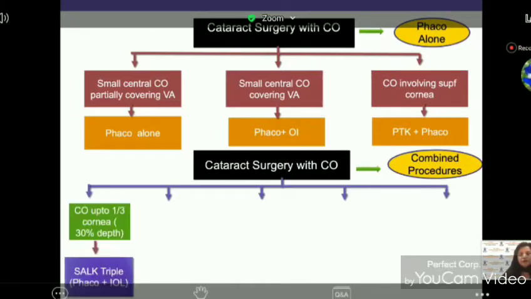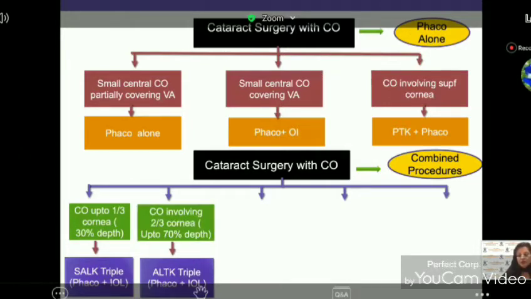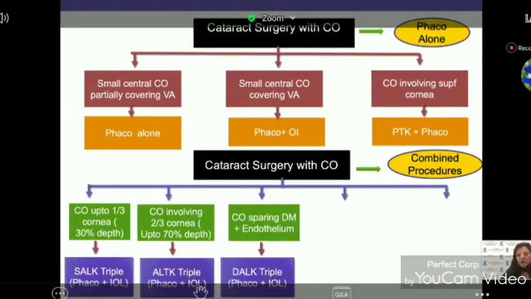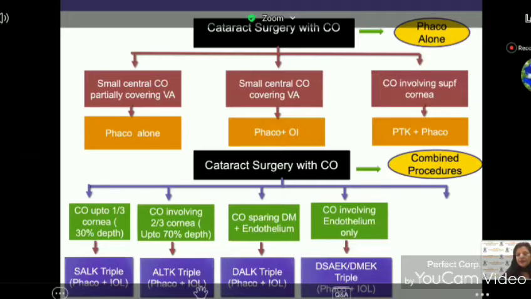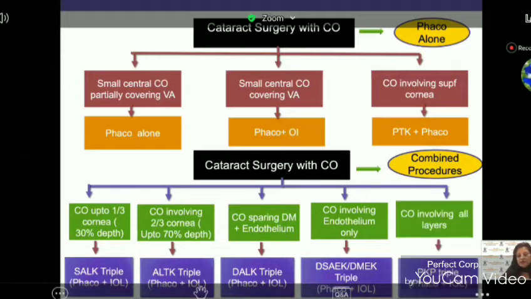However, if more depth of the cornea is involved, then you may have to do a SALK triple, that is superficial anterior lamellar keratoplasty with phaco and IOL, or you may have to do an ALTK triple, automated lamellar therapeutic keratoplasty, or still deeper, a DALK triple, or endothelial keratoplasty with a triple procedure. And of course, if all the layers are involved, then a full thickness graft.